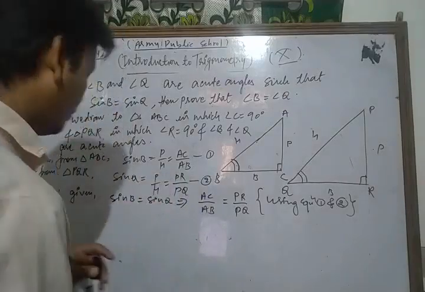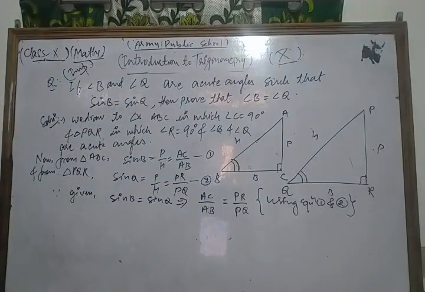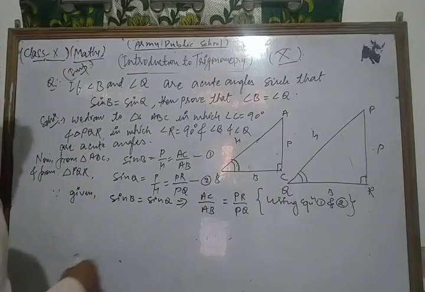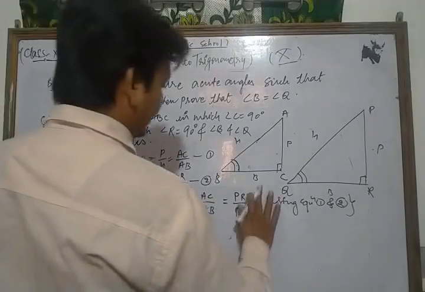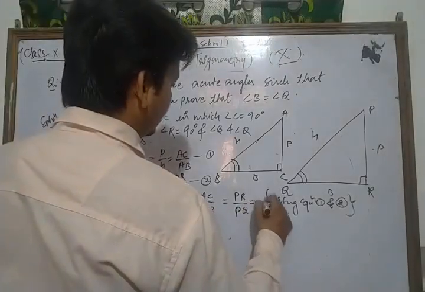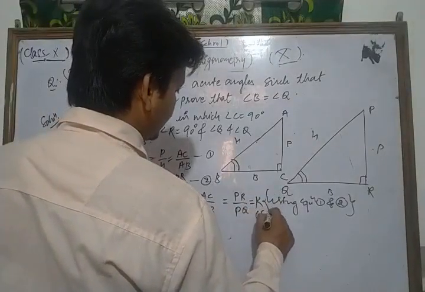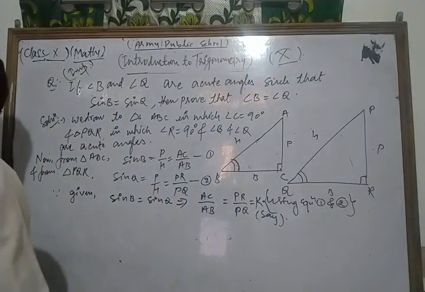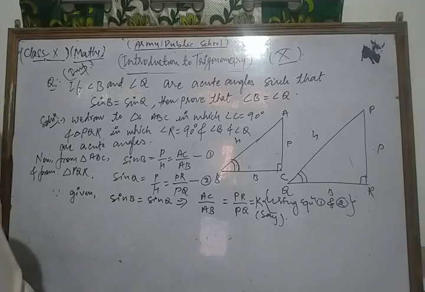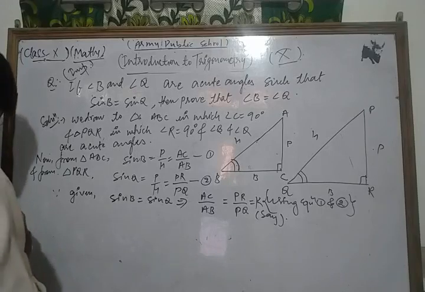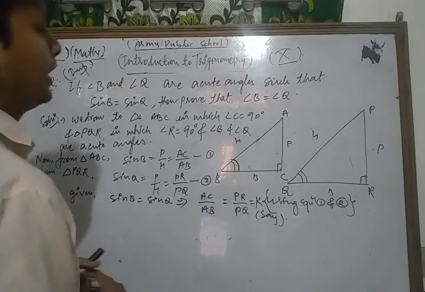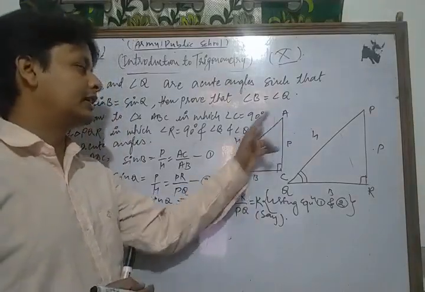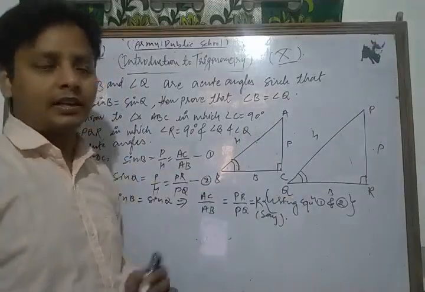Okay, now what I do, let's see. So we have AC upon AB is equal to PR upon PQ, and let us take that value as K. We say that AC upon AB is equal to PR upon PQ is equal to K. Okay, now we apply the Pythagoras theorem, the Pythagoras property, in triangle ABC as well as triangle PQR.